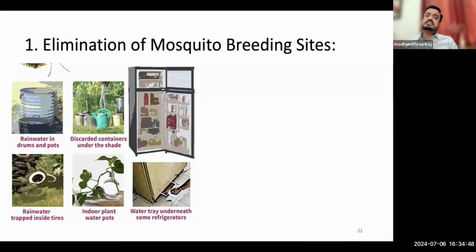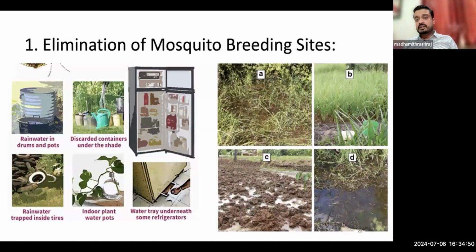Elimination of mosquito breeding sites is a large initiative which has to be taken by everyone: individually, as a society, and probably by the local governments. When all the entities come together, we can do a better job of controlling mosquito breeding sites.